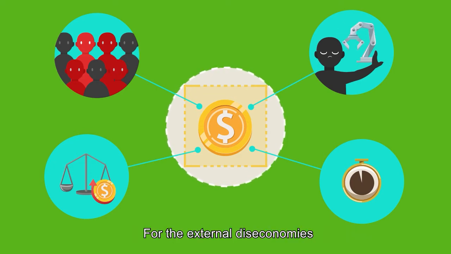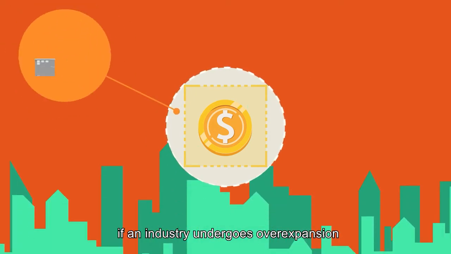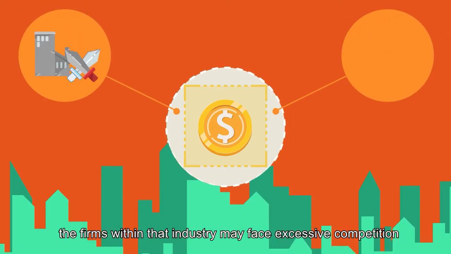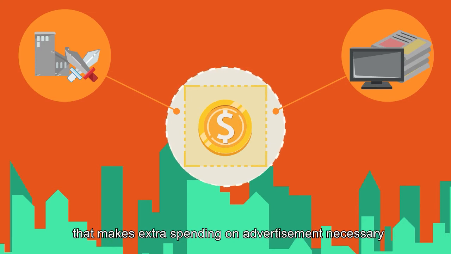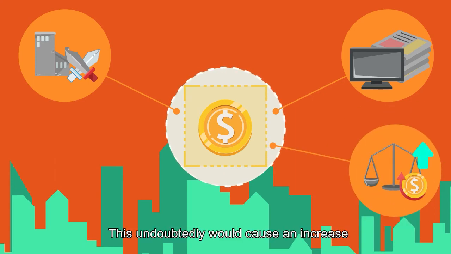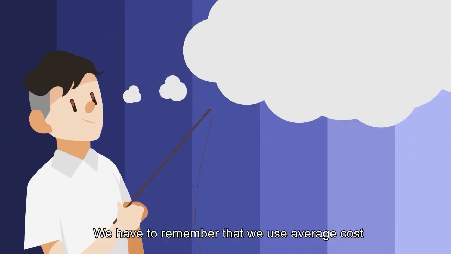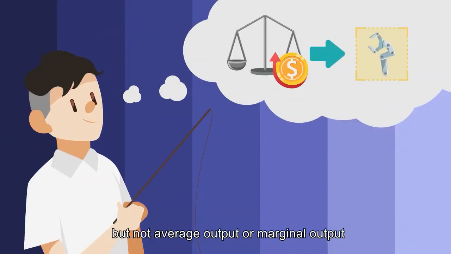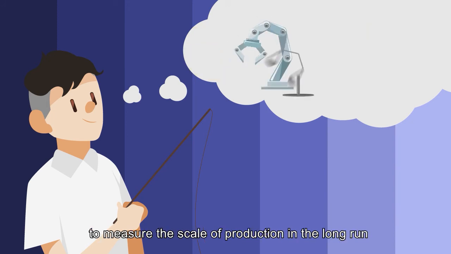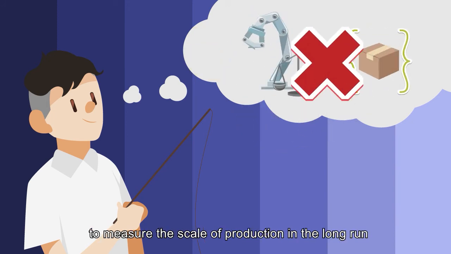For the external diseconomies, if an industry undergoes overexpansion, the firms within that industry may face excessive competition that makes extra spending on advertisement necessary. This undoubtedly would cause an increase in average cost of production. We have to remember that we use average cost, but not average output or marginal output, to measure the scale of production in the long run.